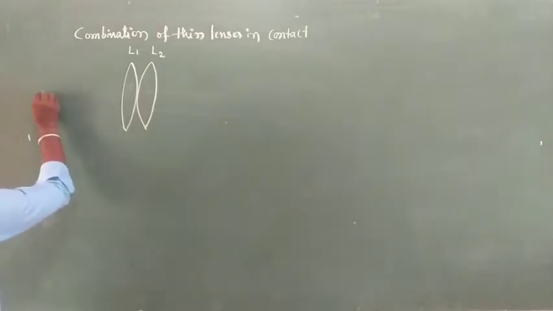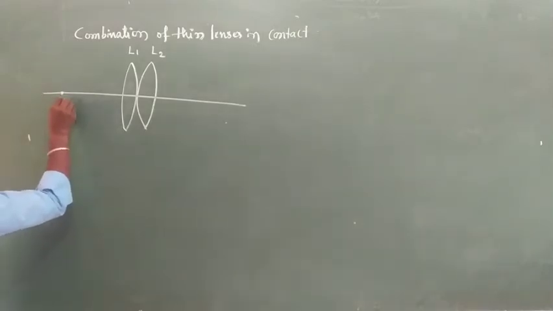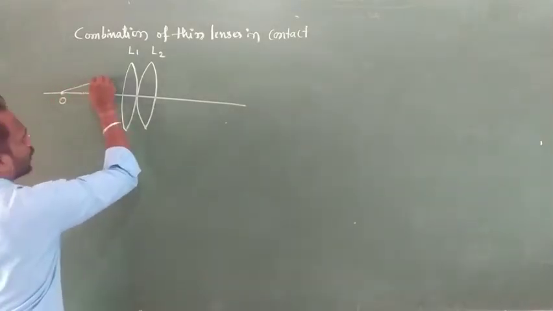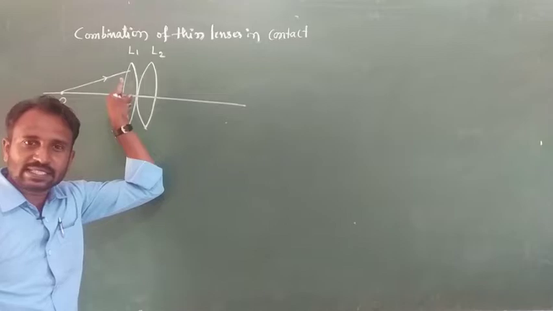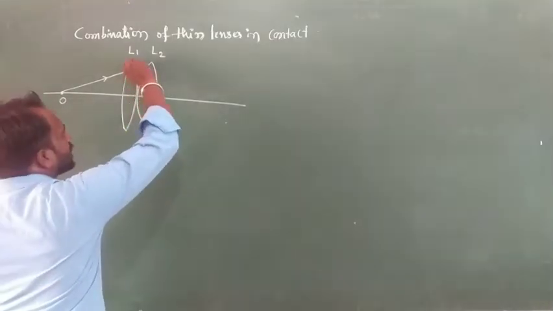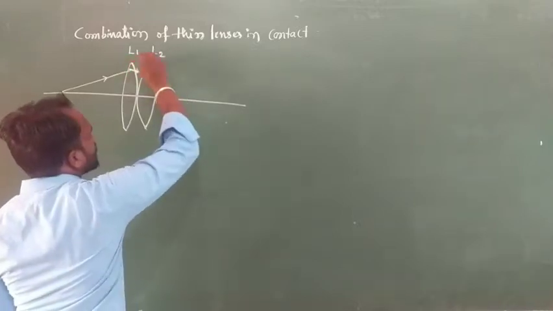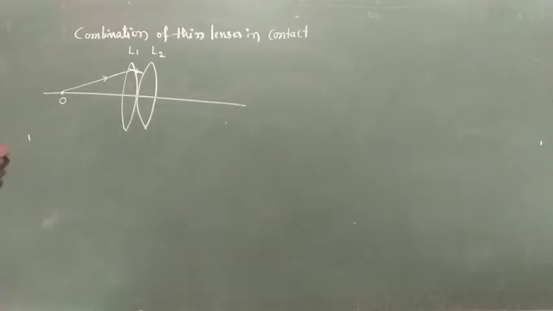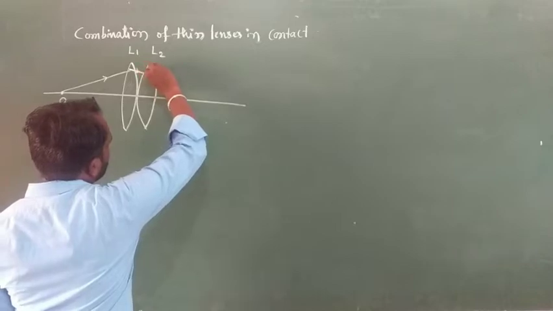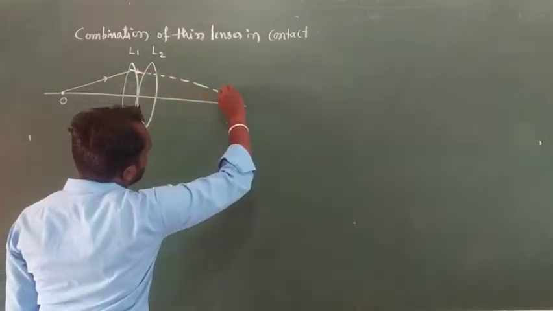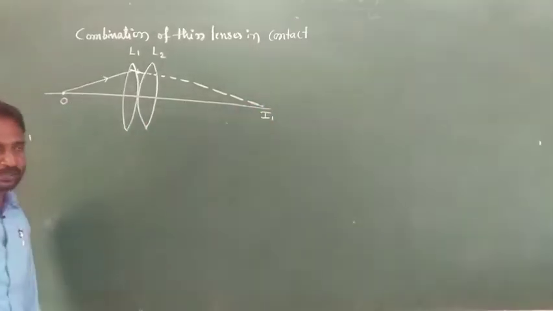Here, this one is the principal axis, and O is the object. This is an incident ray, incident on first lens L1, and this light ray is refracted. The refracted ray is incident on second lens L2. Suppose we extend this refracted ray, somewhere we will get the image. This image we call I1.